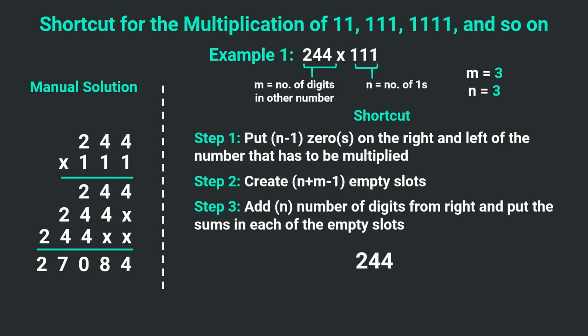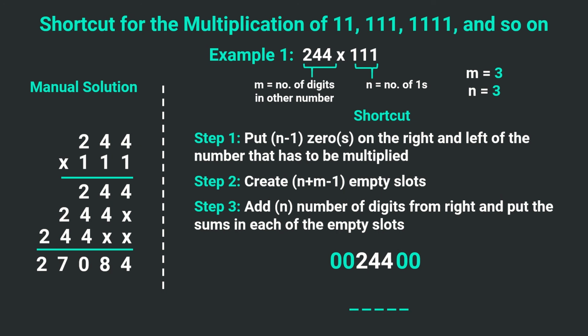244 is the number, and according to the first step, we have to put n minus 1, that means 3 minus 1, which equals 2 zeros on the left and on the right of the number. So our number has become 0024400. Now according to the second step, we have to create n plus m minus 1 empty slots. So n plus m, that means 3 plus 3 is 6, and minus 1, that is 5. We have to put 5 empty slots below the number.